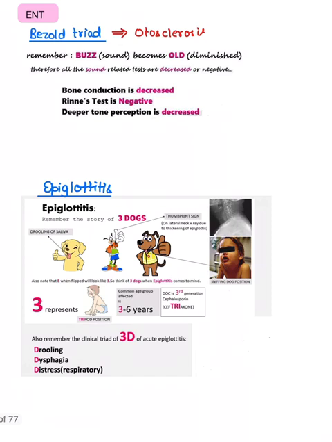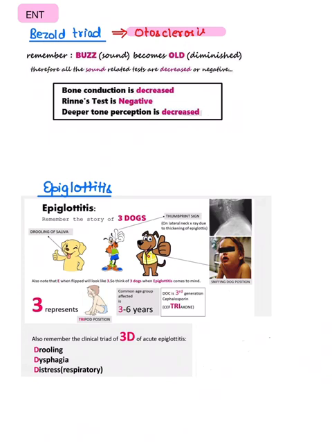Okay. Now coming on to the basal stride. So basal stride is seen in otosclerosis. Okay, so what happens in otosclerosis? If you say basal stride, it's like a buzzing sound that decreases, means everything decreases. Bone conduction is reduced, Rinne's test is negative, and bone perception is reduced.